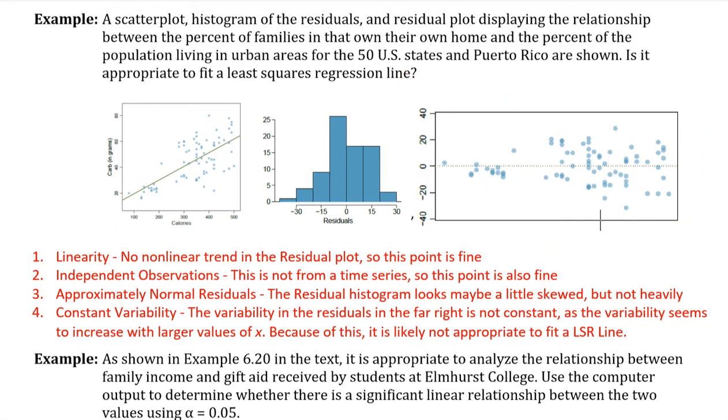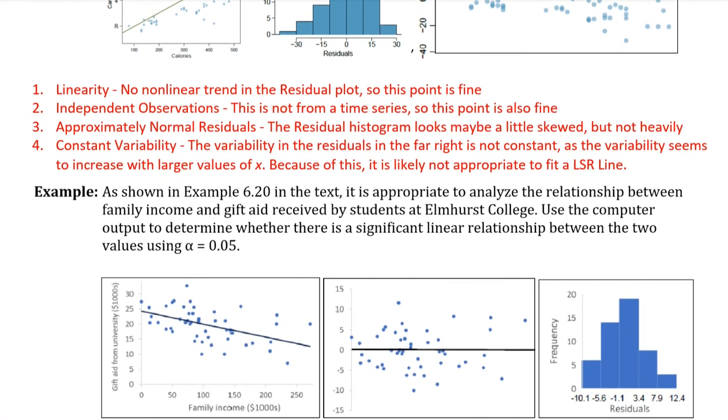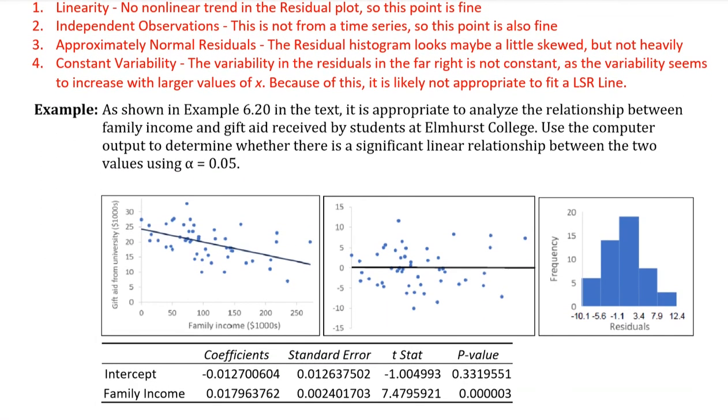Now let's look at one more example. As shown in example 6.2 in the text, it is appropriate to analyze the relationship between family income and gift aid received by students at Elmhurst College. We want to use computer output to determine whether there is a significant linear relationship between the two values using alpha 0.05.